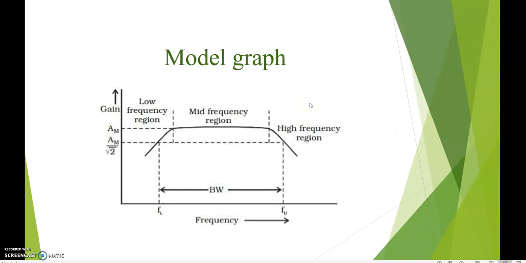First, we have to know what is frequency response. The frequency response of a given frequency dependent circuit can be displayed as a graphical sketch of magnitude, that is gain, against the frequency f. These graphical representations are called Bode plots. These Bode plots are generally drawn in a semi-log graph because one scale is log and the other scale is linear. This is the model graph. This is the high frequency region, the low frequency region, and this is the mid frequency region.